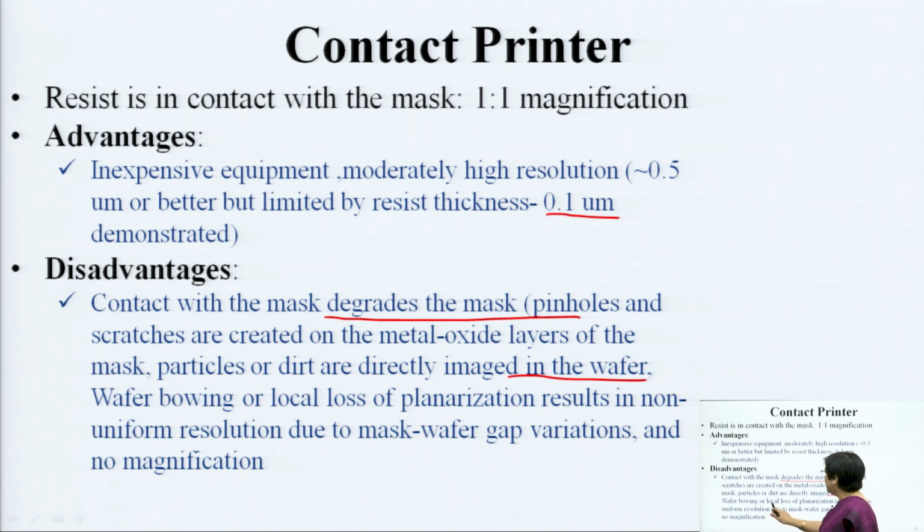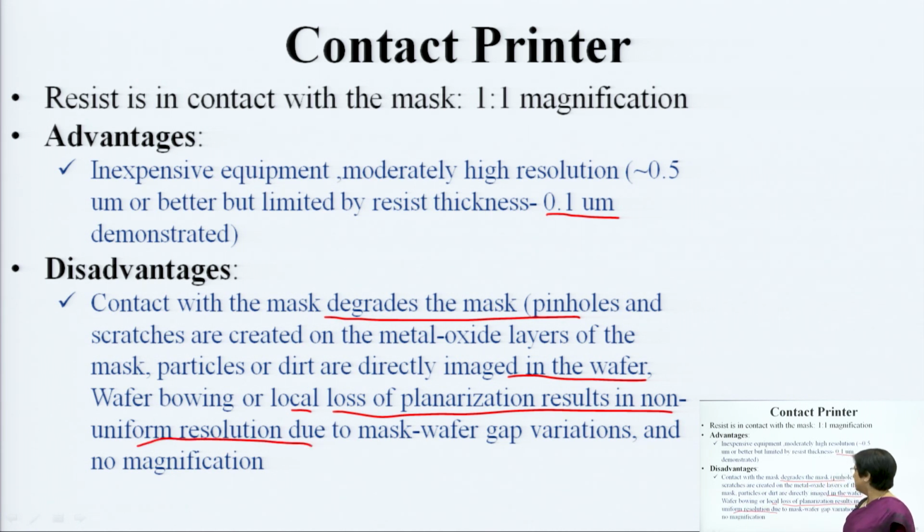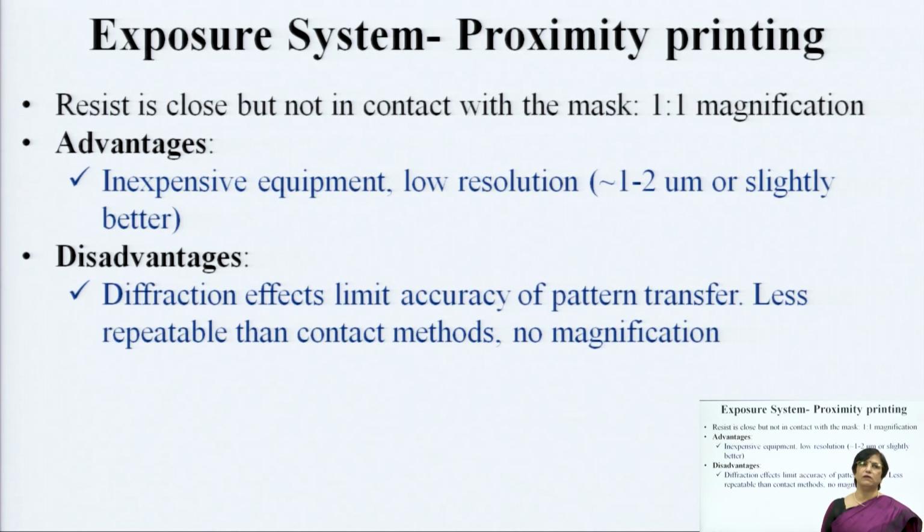Similarly, wafer bowing or local loss of planarization can result directly in non-uniform resolution due to mask-wafer gap variations. And there is no magnification, you cannot magnify. You will have to prepare an exact replica, and the pattern will be formed onto the wafer. So, you cannot magnify the pattern.